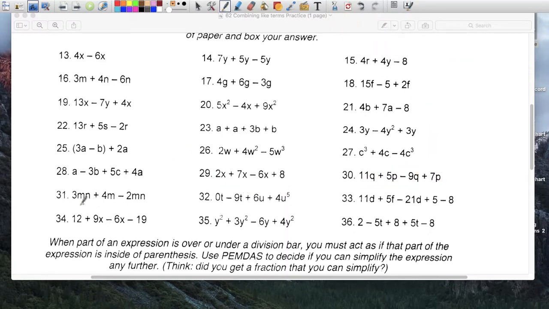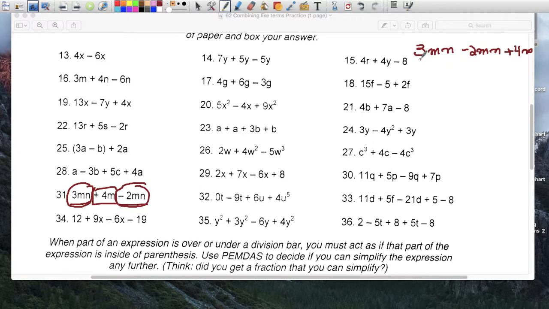31. This is an mn and this is an mn, so I can circle these two because this one and this one will go together. And the 4m will be by itself. So if I move things around, I get 3mn minus 2mn and plus 4m.